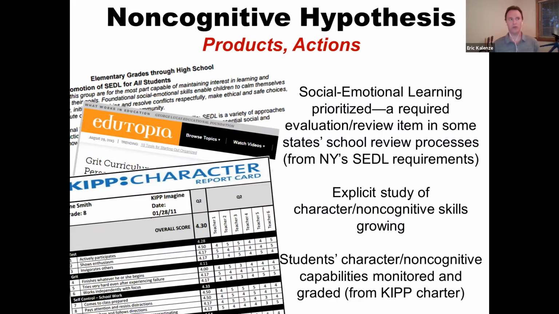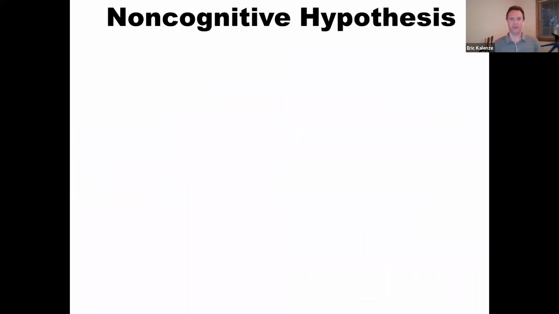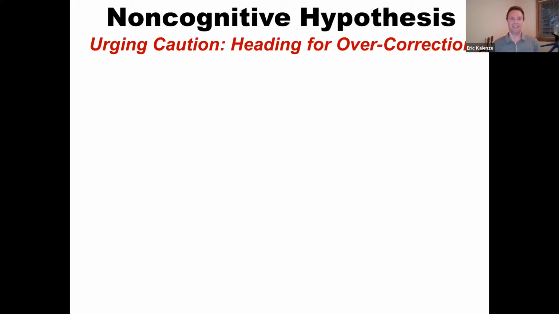So those are just illustrations of the sorts of things you could see. And in my talk back in 2015 and in my book, I said, let's be careful, okay? Because in my view, I felt we were heading for what I call overcorrection. I'll talk about what overcorrection is in a moment, but my reason for being concerned was that we're not really certain about how many of these things happen.